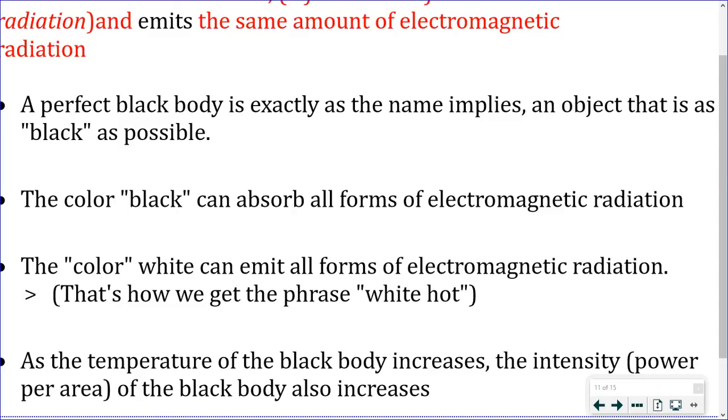At this point in time, it's a great point to stop the video, go back to your Schoology page, and I've put a link up to a video showing a demonstration with infrared vision of a black body object.